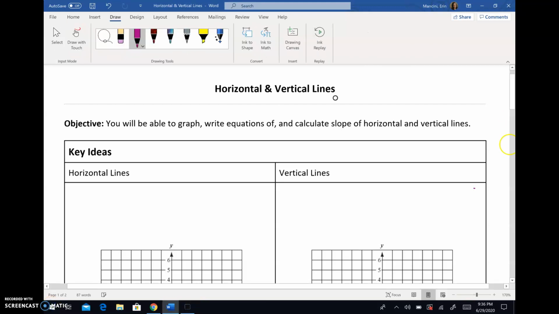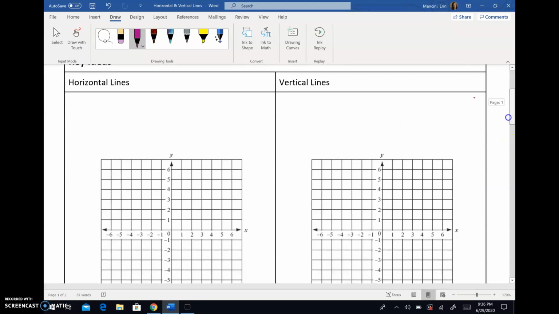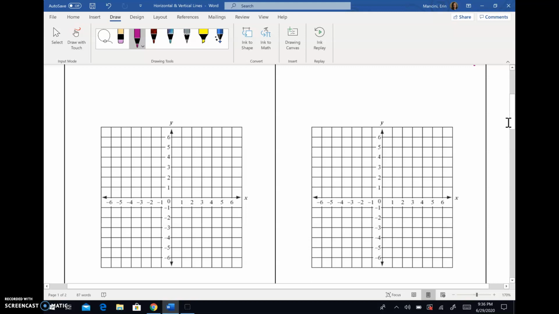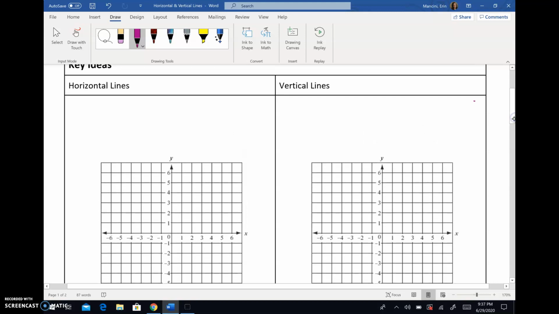So first, let's talk about some of these key ideas. What is a horizontal line? What is a vertical line? And what's it all about? Starting with horizontal, you're going to want to sketch a graph of this. A horizontal line is a line that is parallel to the x-axis, going left or right like this. And it could be anywhere on the graph. It could be here, here, here, but it's got to be horizontal.